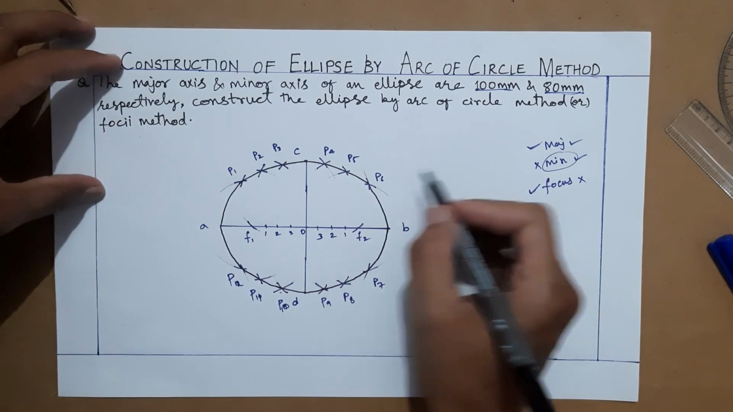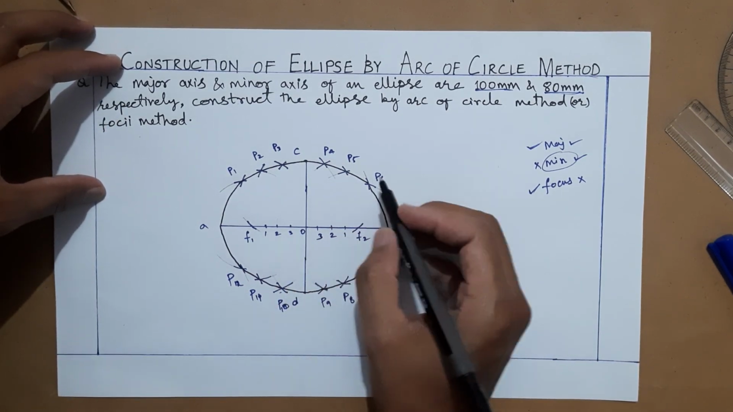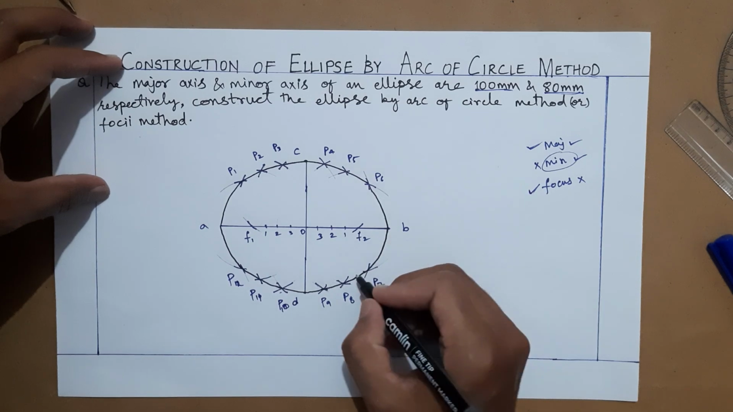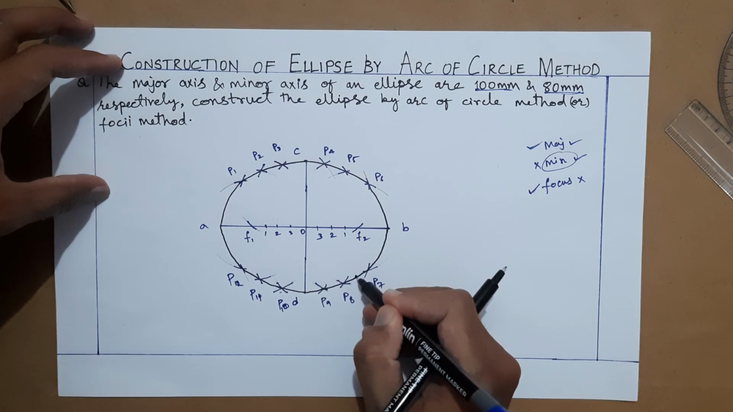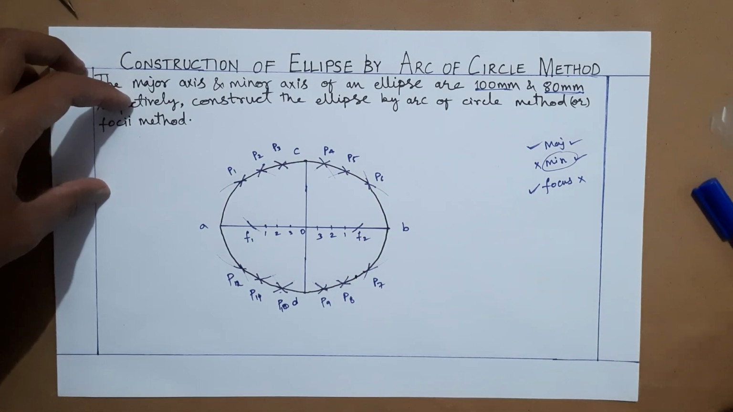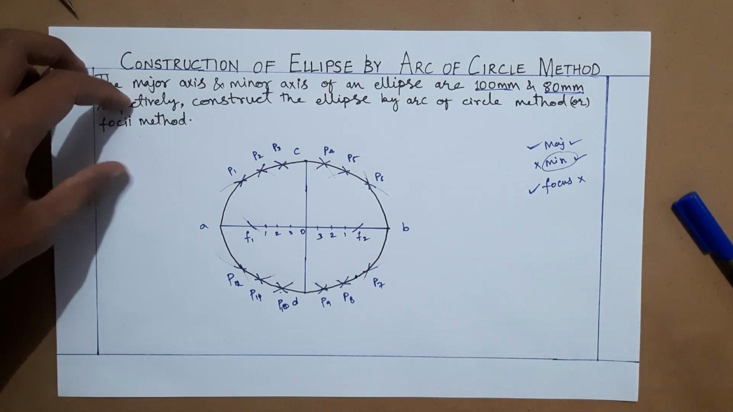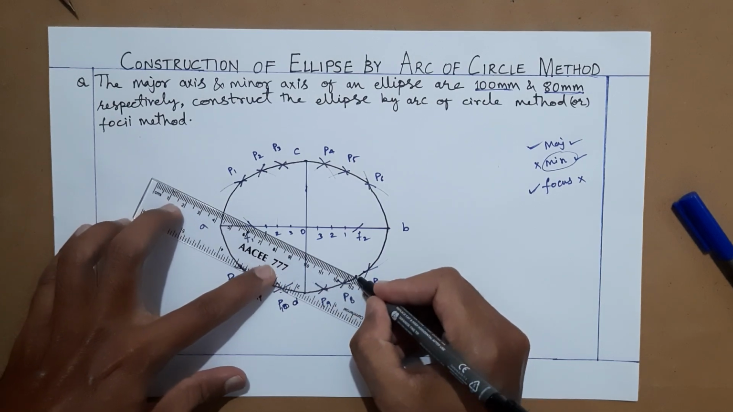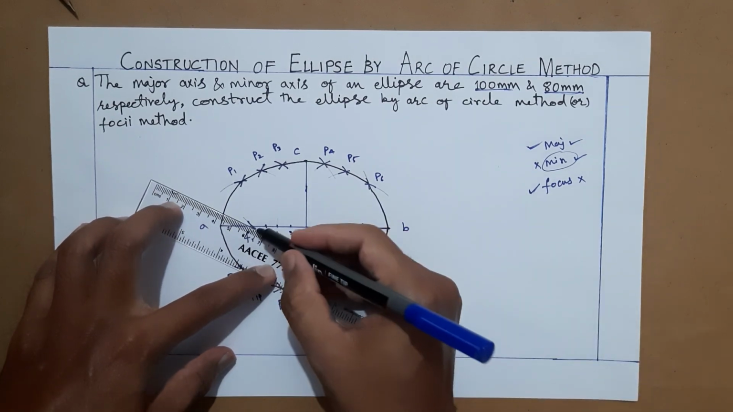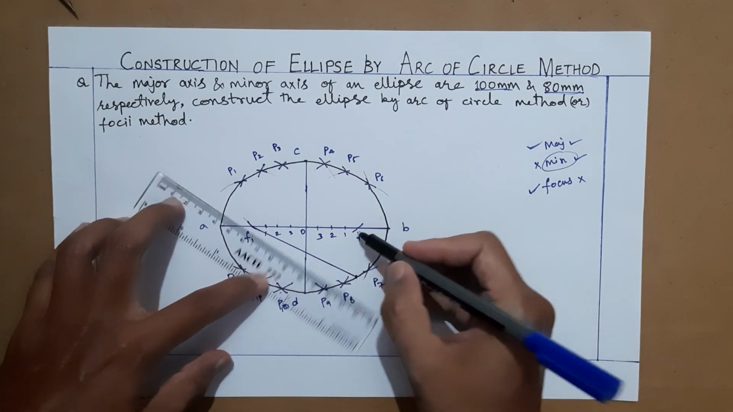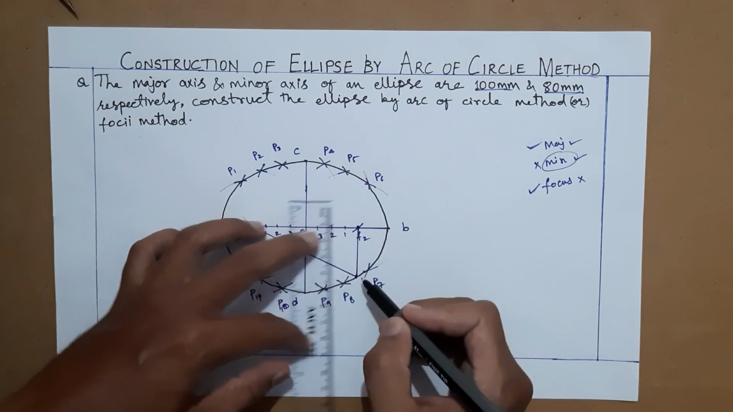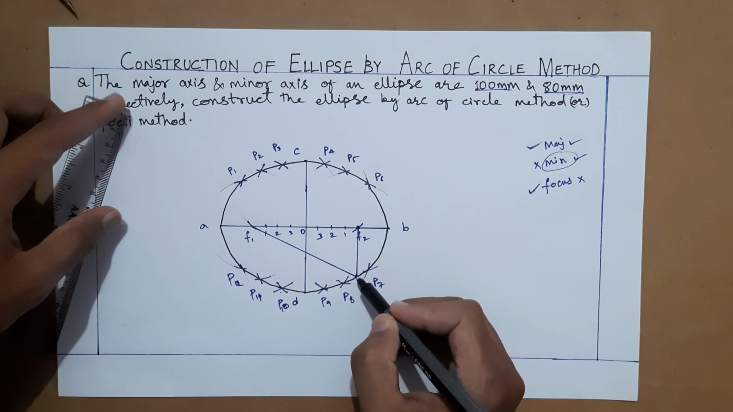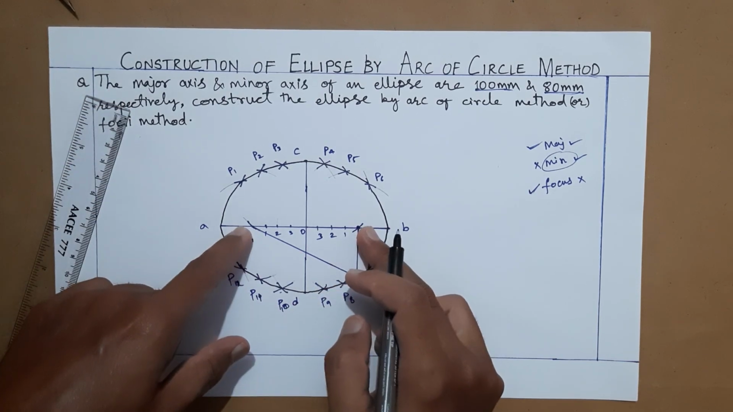Now how to draw tangent and normal to this? Generally tangent and normal won't be asked in this type of question. Say we are selecting one random point here, at this point we are drawing tangent and normal. So what you have to do, both the foci you have to join: F1 with this point, F2 with this point.